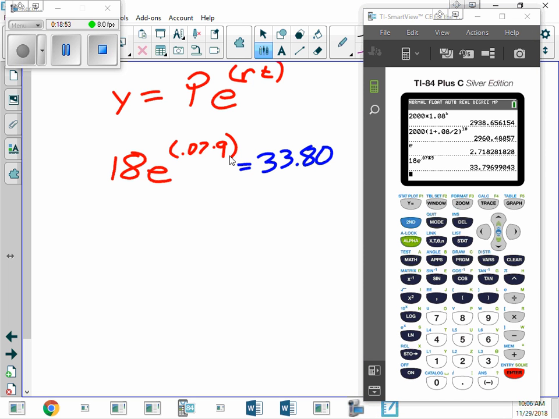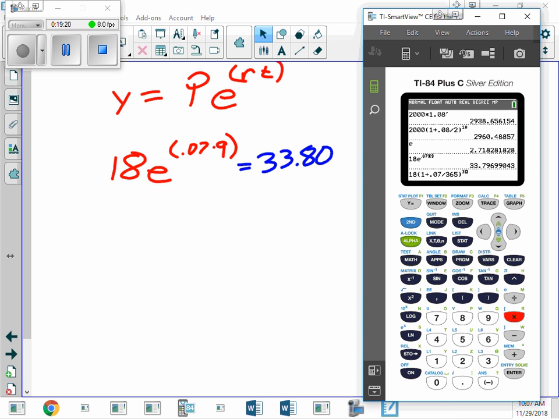Now, that is the most that you can ever earn in 9 years using 7% interest. But continuous interest is really not that much more than daily interest. So let's calculate the daily interest. 18 times 1 plus 0.07 divided by 365, and raise that to the 365 times 9. Okay? And you'll notice the difference in this case is less than a penny. And if you rounded it, it would be 1 cent.